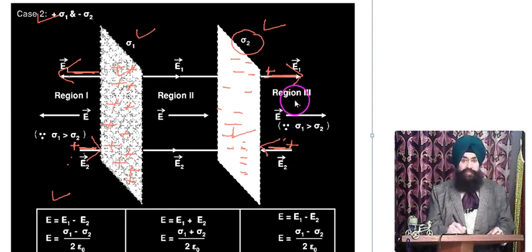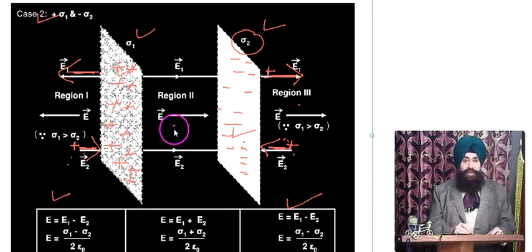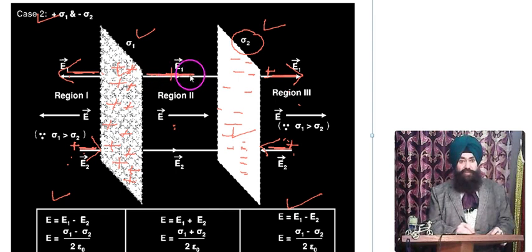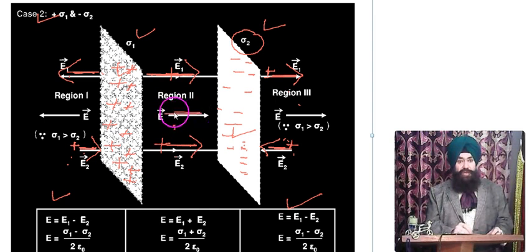Again, they are opposite in direction. So that's why the resultant intensity will be the subtraction of the two, as given here. Now coming to this side, because of this sheet, a positive charge will move along this side. And again, put a positive charge, because of this sheet, it will move along this side. So both are along the same direction. The total resultant intensity will be the sum of the two, E1 plus E2.